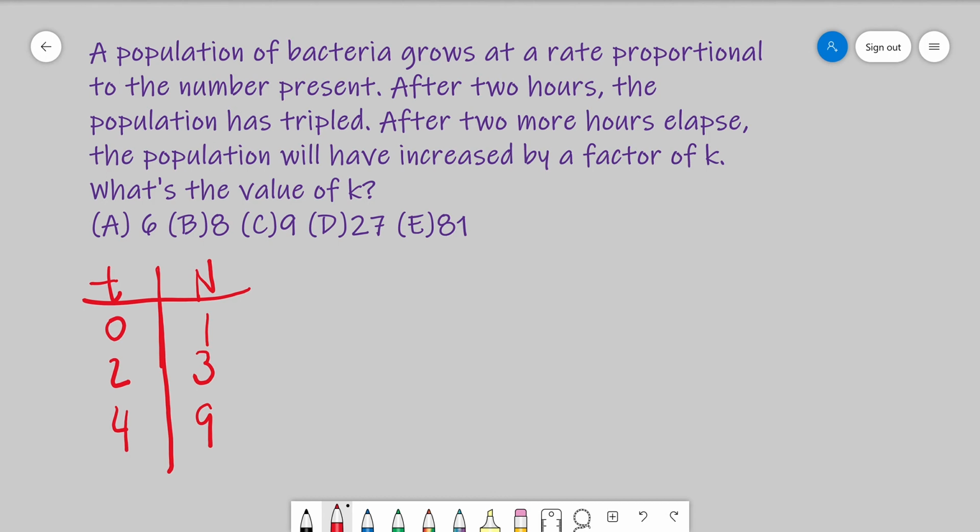So it must be that they mean increase by a factor of k relative to the initial population, or t equals 0. So we see that that means that the factor is 9. So the answer is C, 9.